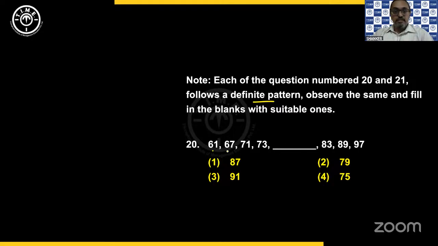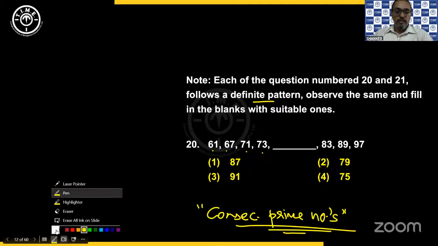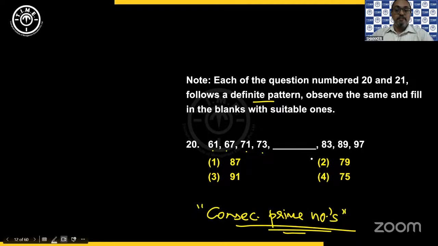Now here 61, 67, 71, 73, these are all what? Consecutive prime numbers in the increasing order. So what is missed here? 79 is what is missed here. 71, 73, 79, 83, 89, 97. So that is our answer. Identifying the numbers is very important.